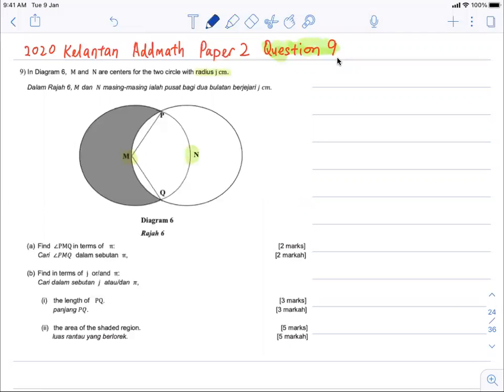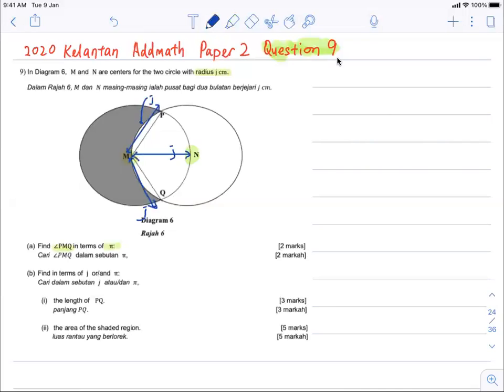So we can label the radius in the diagram. This is j, and this is also radius j. From M to N is also a radius of a circle, so it's also j. Now let us look at part A. It asks us to find angle PMQ in terms of pi.